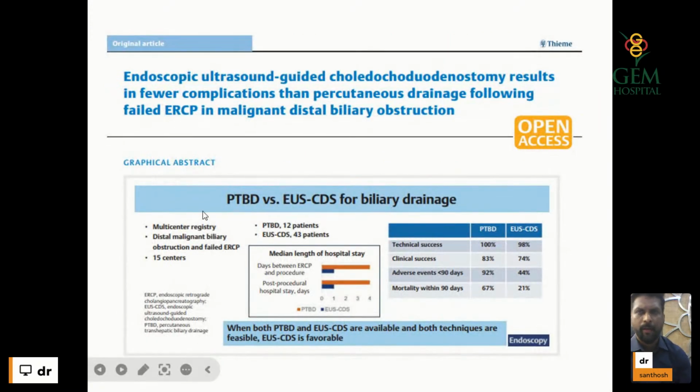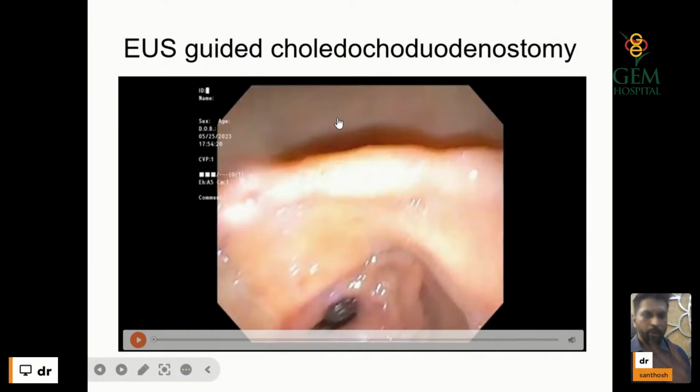This was a recent study which showed EUS guided choledochoduodenostomy versus PTBD. So in this also there is no significant difference. When both the PTBD and EUS guided techniques are available and feasible, EUS guided choledochoduodenostomy is always favorable. So this is choledochoduodenostomy.